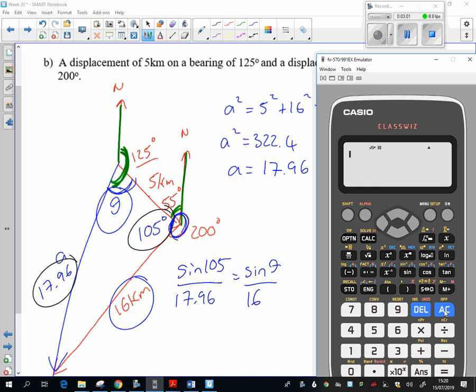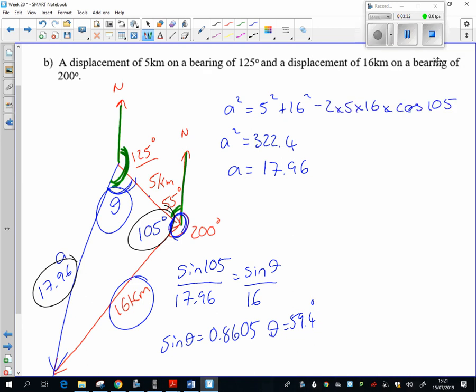So if I go to the calculator, sine 105 over 17.96 and then multiply it up by the 16. So sine theta is 0.8605. So theta is 59.4 degrees.